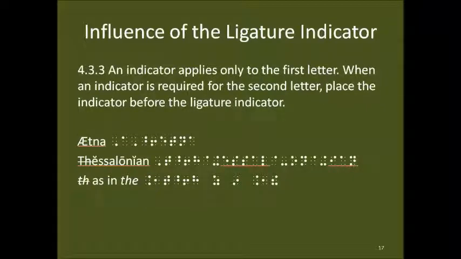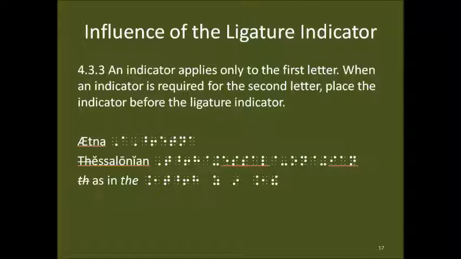An indicator applies only to the first letter. When an indicator is required for the second letter, place the indicator before the ligature indicator. So, our first example, we have capital A and then a capital E, then TNA. So we need to show that both the A and the E are capitalized. So the ligature indicator then comes after the capitalized indicator. So we have capital A, capital, the ligature, again, is considered part of the unit of E, so that is placed between the capital indicator and the E.